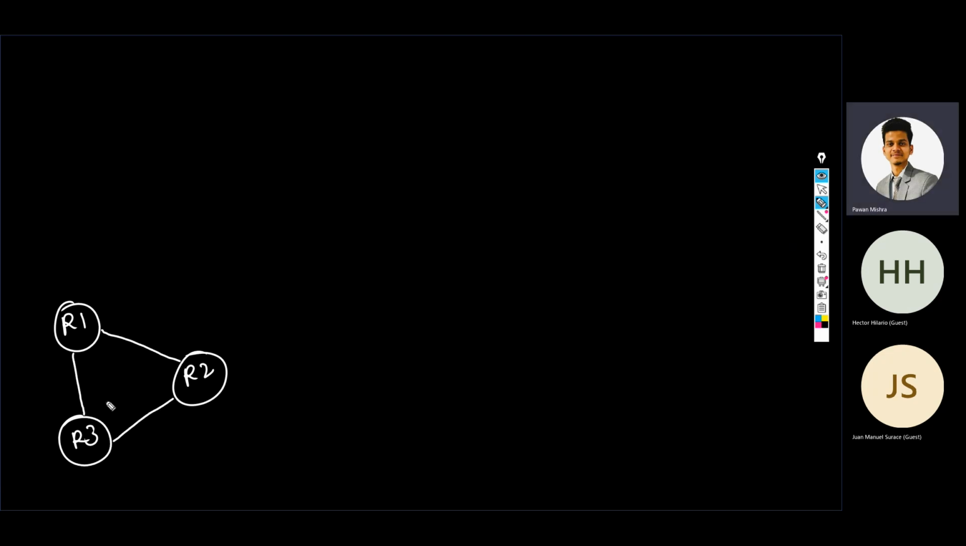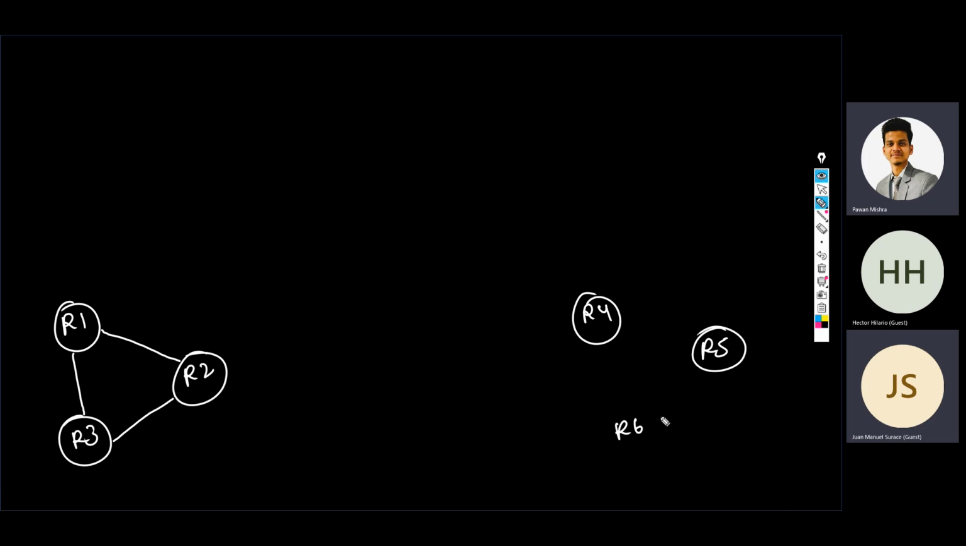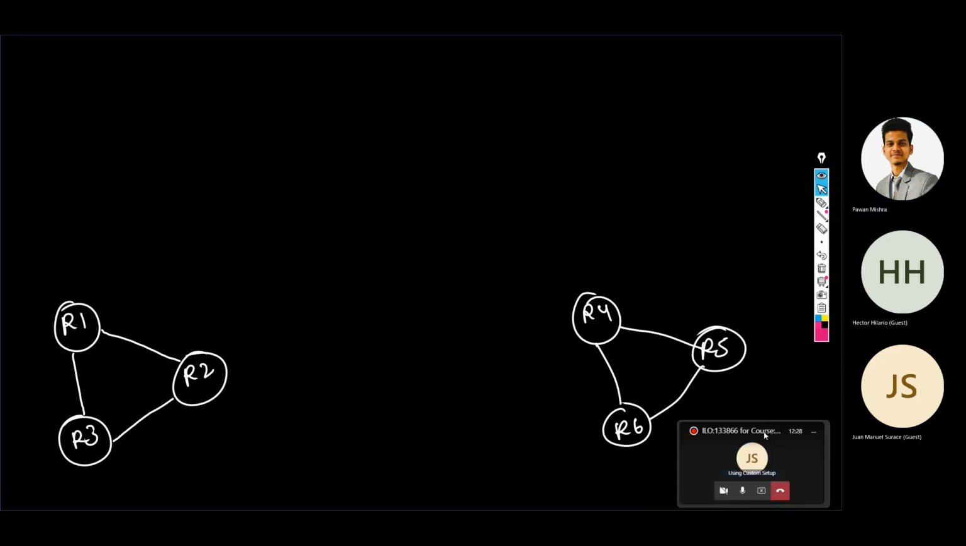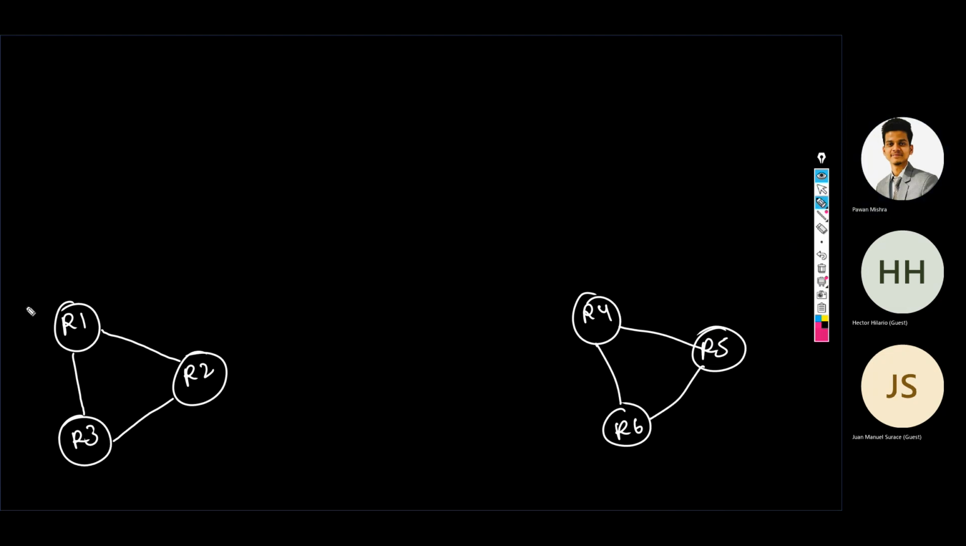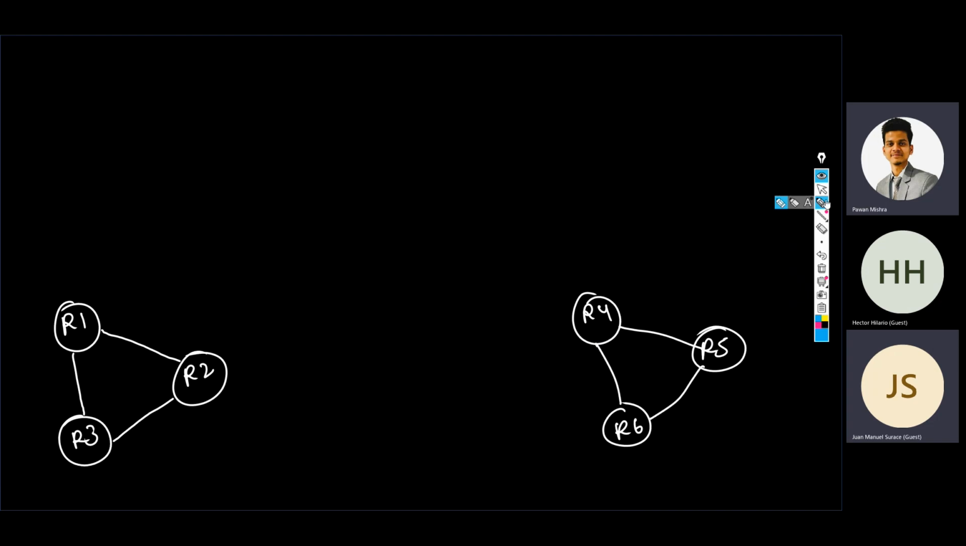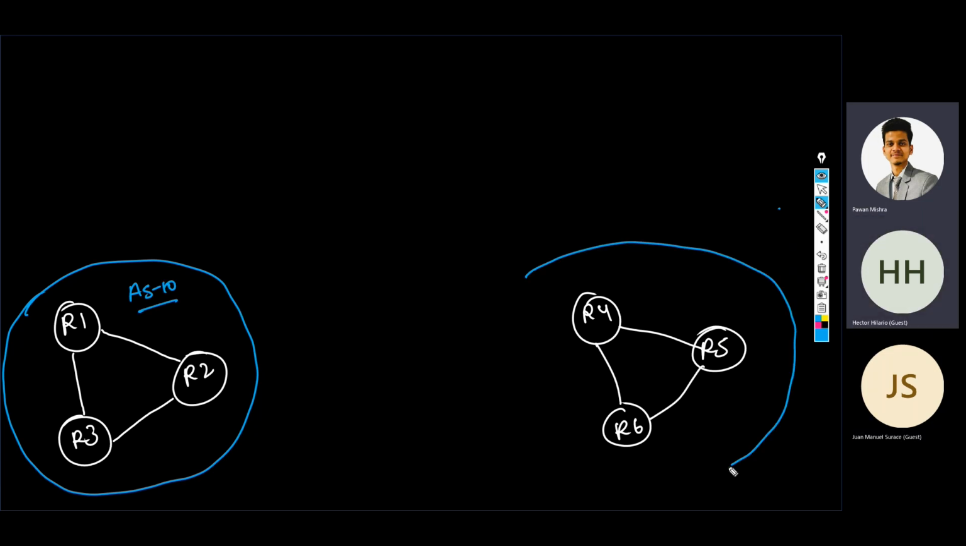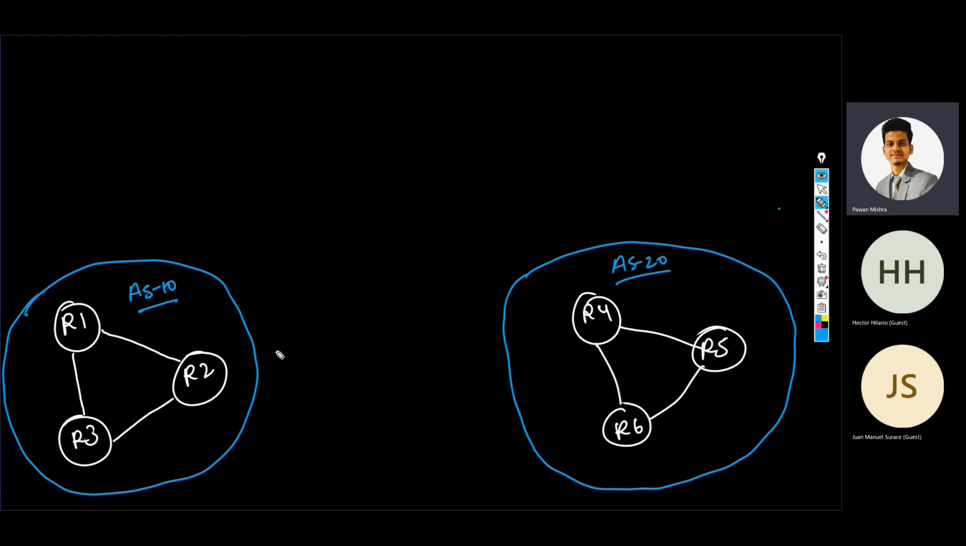These routers are connected like this. After that, I have R4, and R5, and then R6. Let's say this is a company, and this company uses AS number 10, autonomous system 10. This is one more company, and this company uses AS 20.